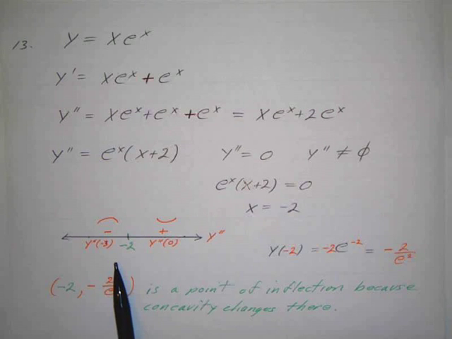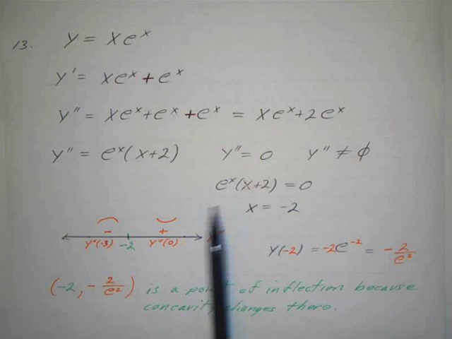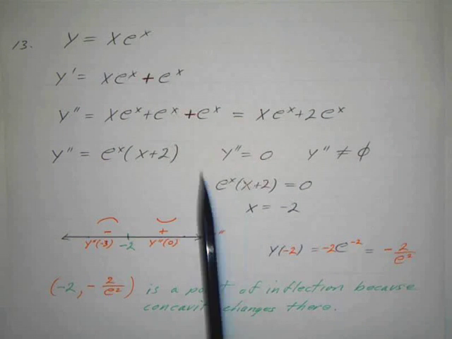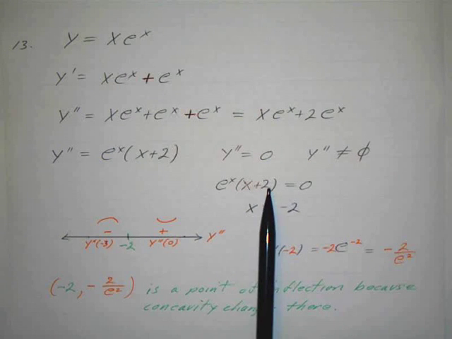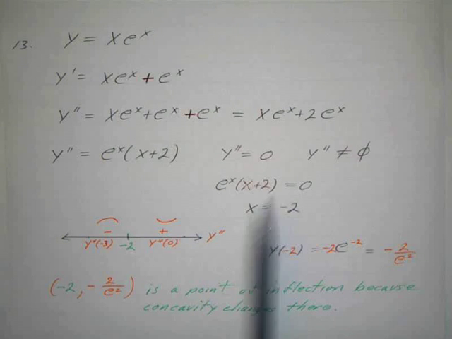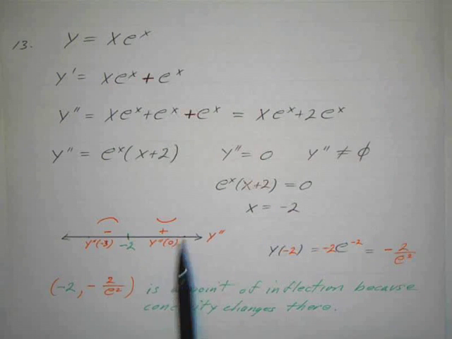So I can go and try values. Now remember, e to the x again is always positive. It's an exponential function, so it's always positive. So I just need to put my values in here. If I put negative 3 in here, I get negative 1, so it's negative. If I put 0 in here, I get 2, it's positive. So I'm concave down, concave up. Okay, since concavity changes, I have a point of inflection.